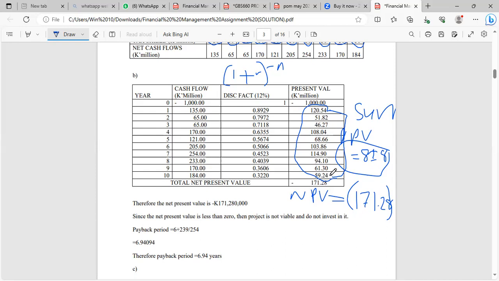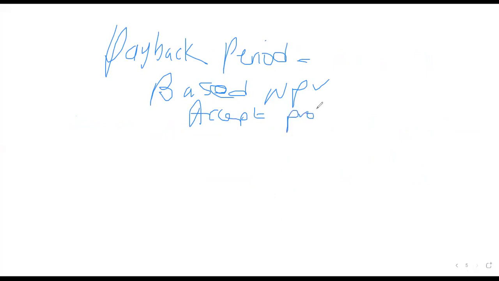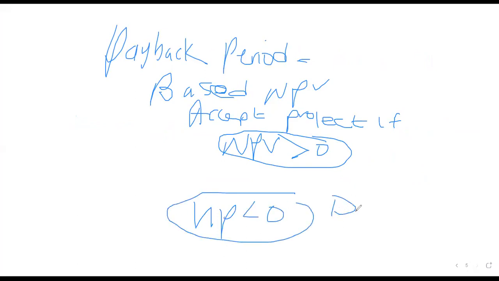You only accept a project if NPV is greater than 0. So, based on NPV, accept the project if NPV is greater than 0. Otherwise, do not accept the project if NPV is less than 0. Don't accept the project.